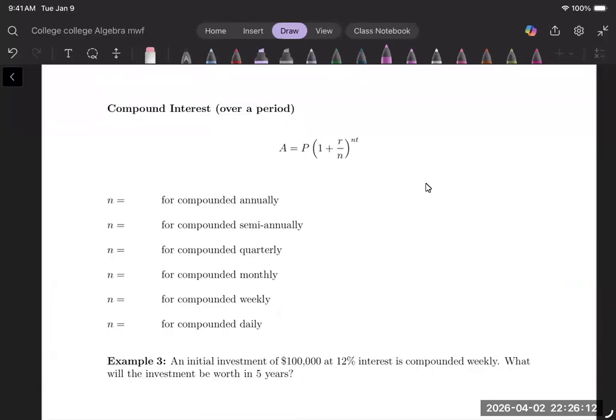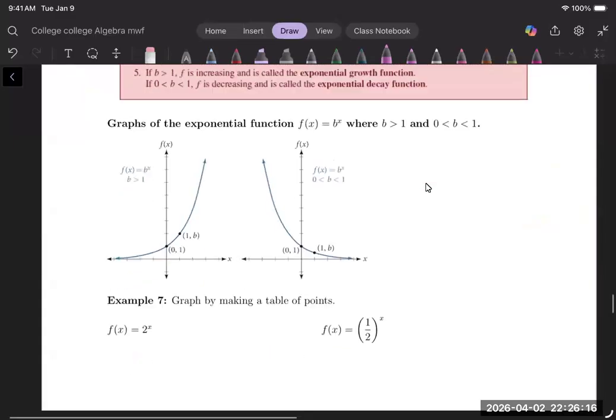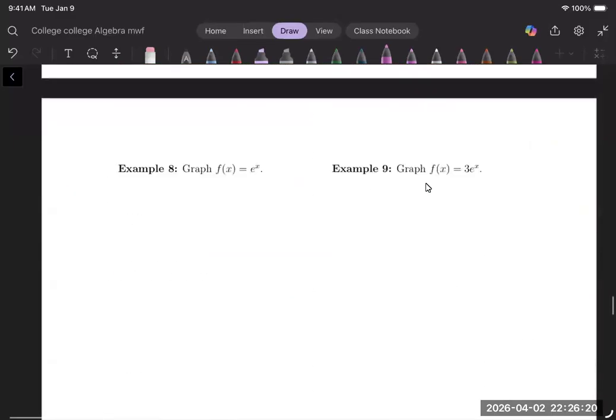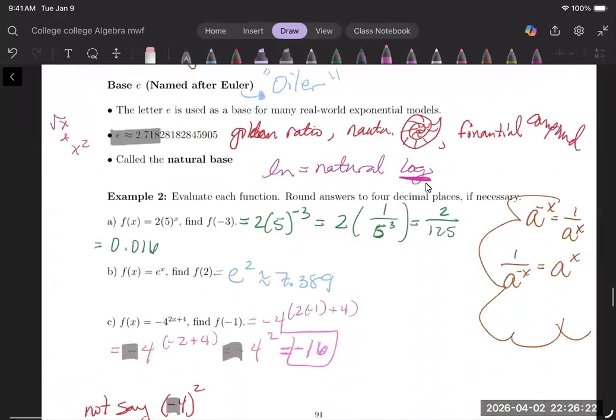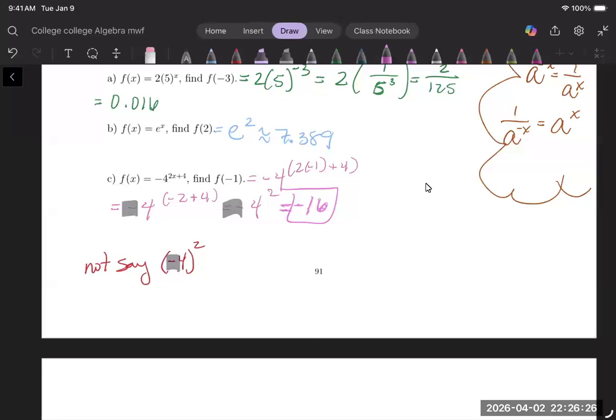So compound interest. Let me just check something really fast. Yeah, okay, sorry. I couldn't remember. Let me give you some more cobwebby rules. Keep in mind, we'll add them over here. Excuse me.